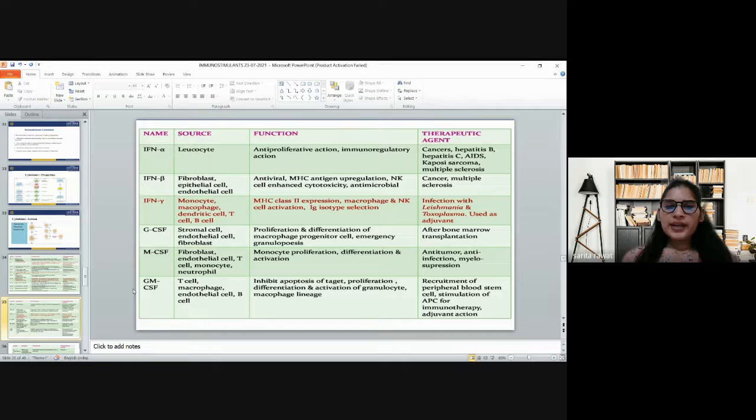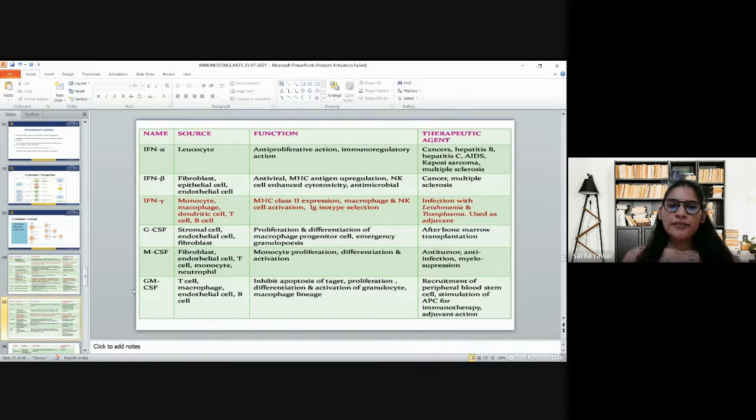Then the next we have IFN beta. So the source are fibroblast, epithelial cell, endothelial cell. Functions included antiviral, MHC antigen upregulation, NK cell enhanced cytotoxicity and antimicrobial. Therapeutic agent include cancer, multiple sclerosis.